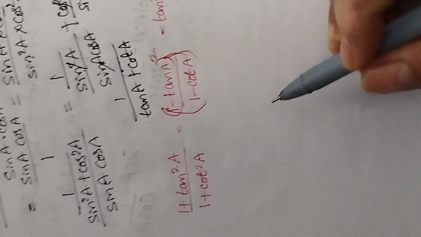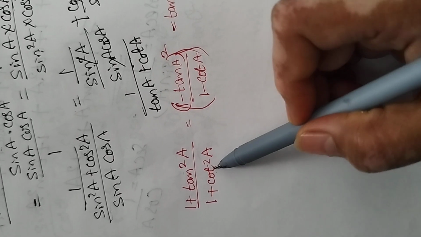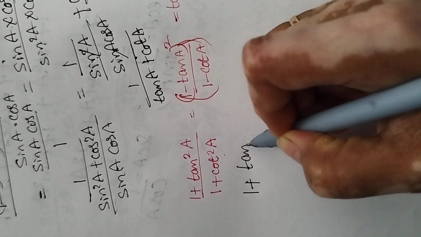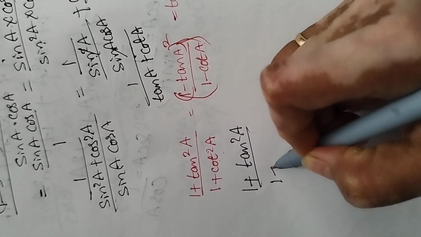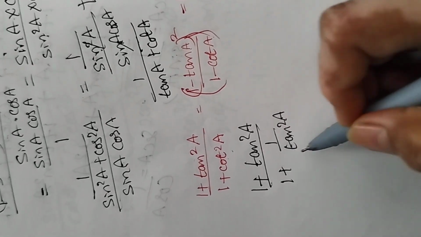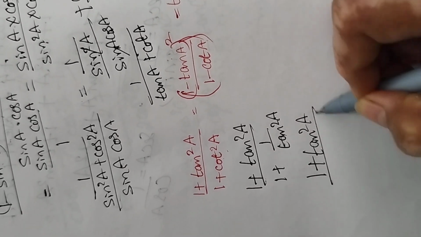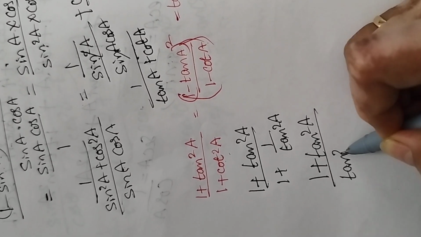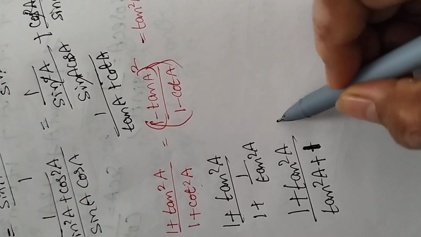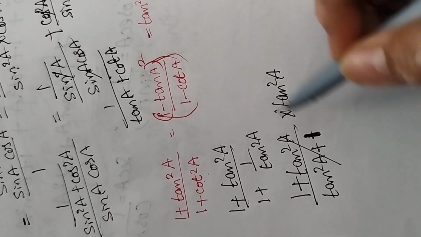Next, last sum. You should simplify this, and you should get tan square a. Just convert cot a to 1 by tan. Take the LCM. The a plus b and b plus a terms are the same, because addition is commutative, so both cancel.